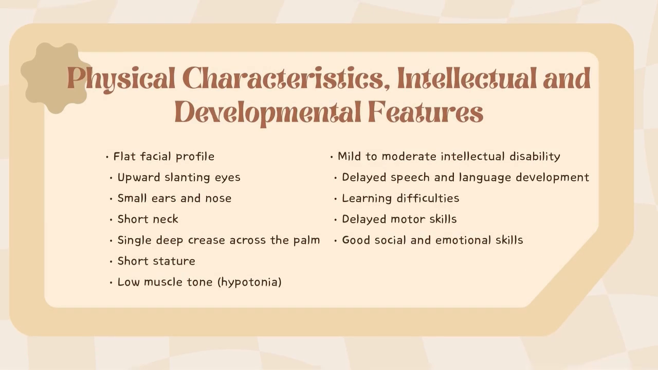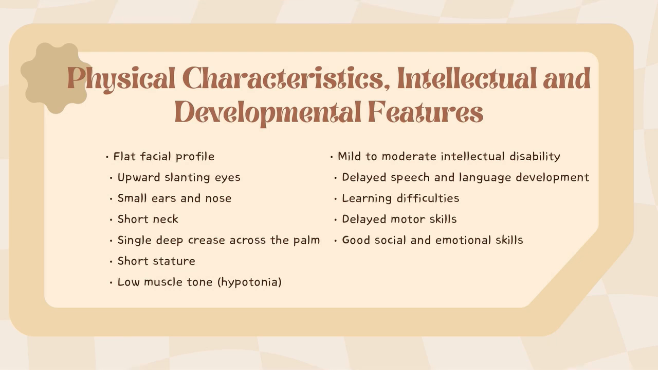Physical, intellectual, and developmental features. In this slide, we talk about the features of people who have Down syndrome. People with Down syndrome often have recognizable physical characteristics such as a flat facial profile, upward-slanting eyes, small ears and nose, and a short neck. They may also have short stature, low muscle tone, hypotonia, and a single deep crease on the palm.